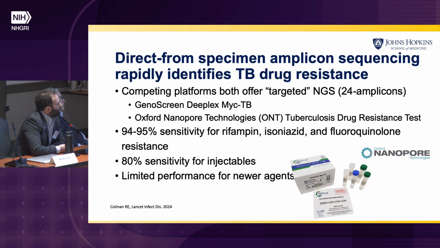Now, this is actually using direct-from-specimen amplicon sequencing. The idea is there are 24 amplicons that are sequenced to look for known variants which convey resistance. This works well for some of the more traditional drugs like rifampin, isoniazid, and fluoroquinolones. They get about 80% sensitivity for injectables. The problem is there are a lot of newer agents for tuberculosis entering care, and the correlation of the genotype and phenotype is not quite there yet for some of them.